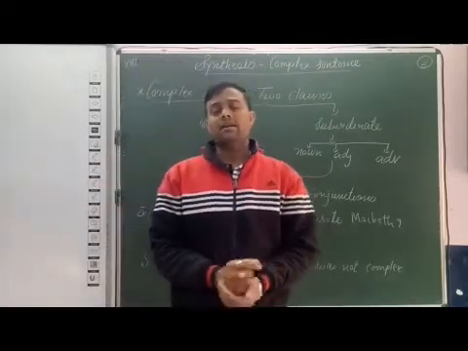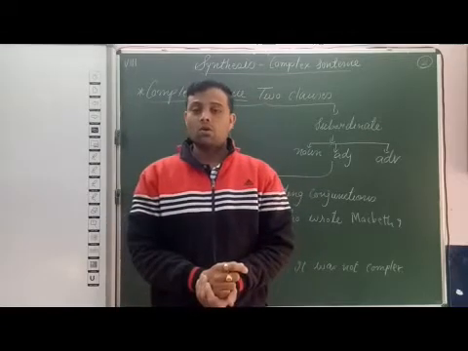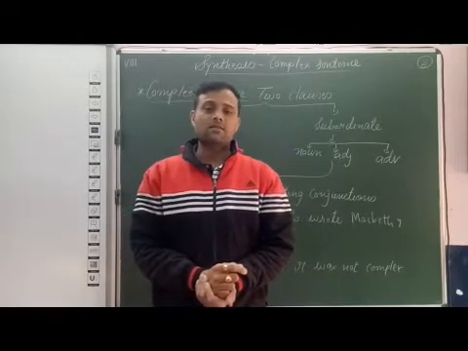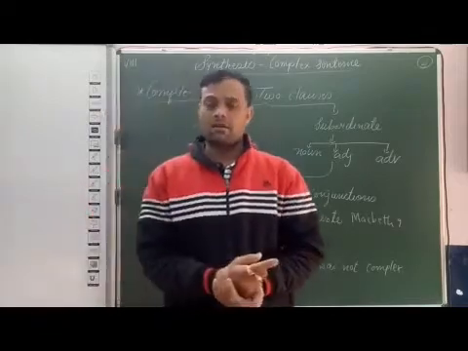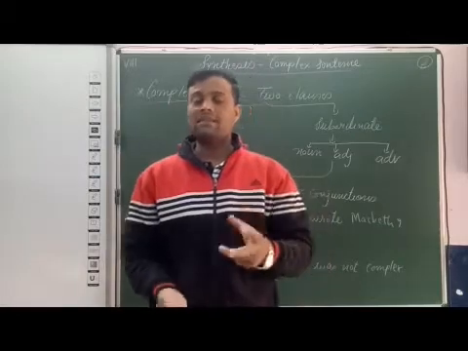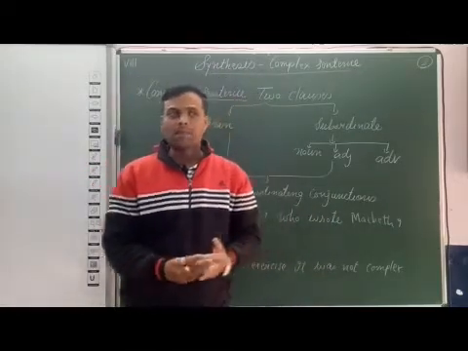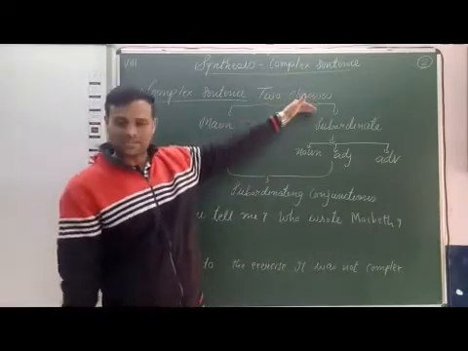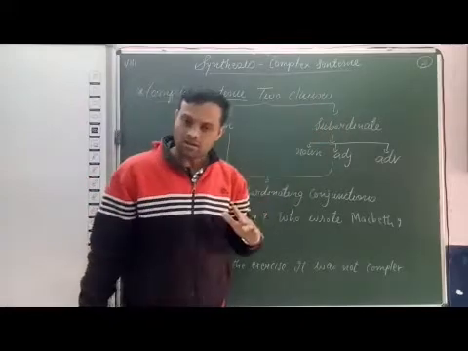Students, we already studied simple, compound and complex sentences. A complex sentence consists of one main clause and another subordinate clause, and these two clauses are joined with a subordinating conjunction. So a complex sentence has two clauses: one is the main clause, another is the subordinate clause.